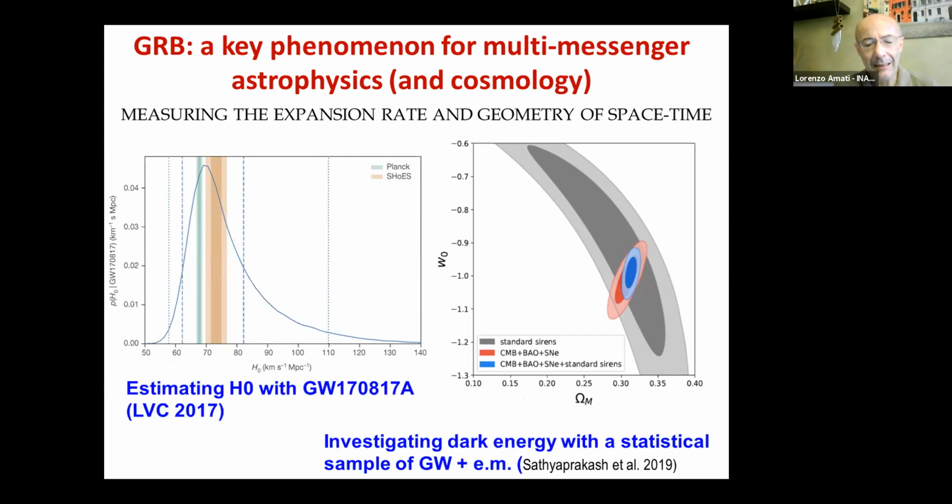And of course, the idea here is that if you get a statistical sample of gravitational wave signals with an associated electromagnetic counterpart from which you can derive the redshift. By modeling the gravitational wave signal, you get the distance of the source in a cosmologically independent way. And then you have the redshift from the electromagnetic counterpart. And so you can build the Hubble diagram, which is the distance as a function of the redshift.